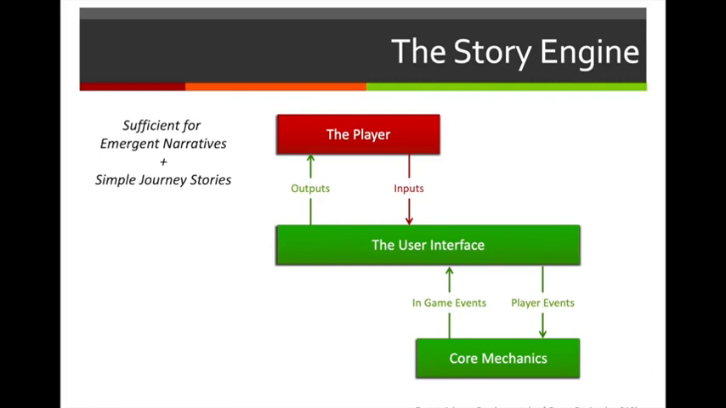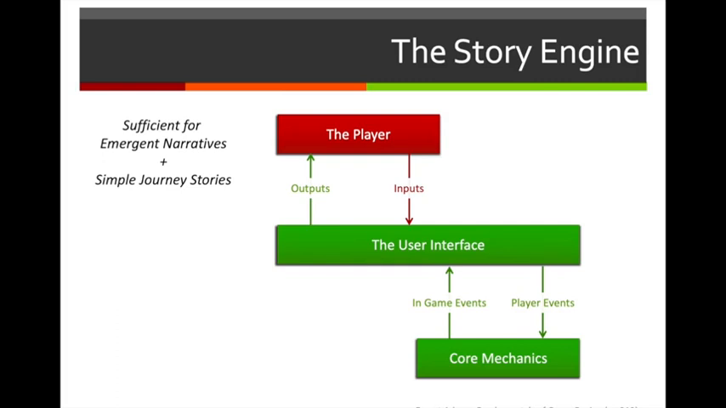So how do you make these systems work? Well, if you think about the way in which a game kind of works at a very simplistic level, this is an idea that comes from Ernest Adams' Fundamentals of Game Design. You can think about the player. They are interacting with a user interface. That user interface essentially generates events from the player that go into the kind of the game engine or the core mechanics.